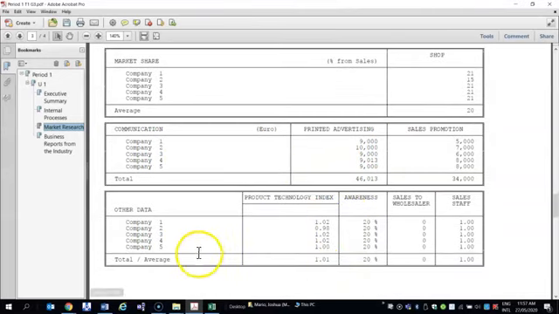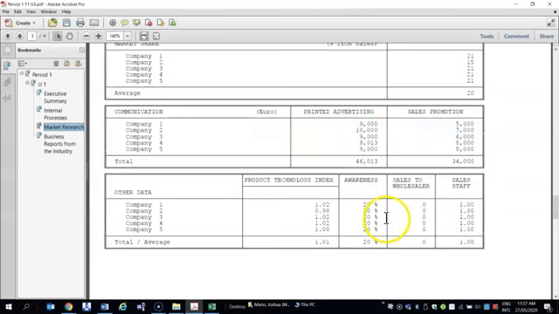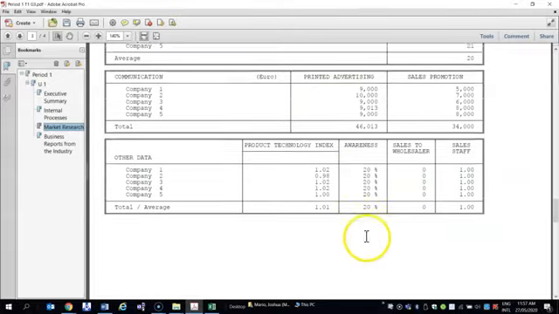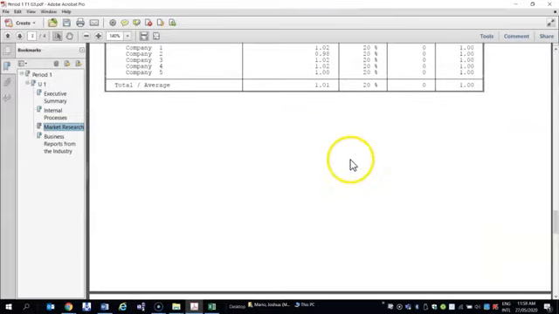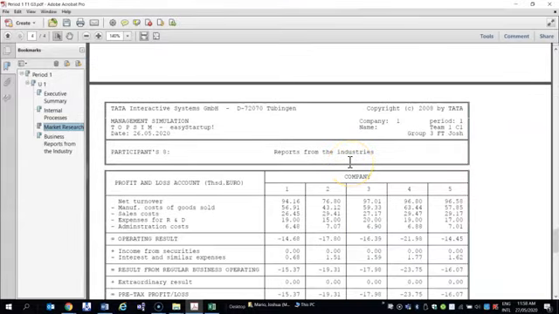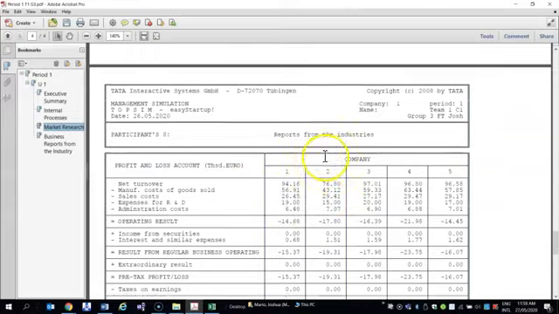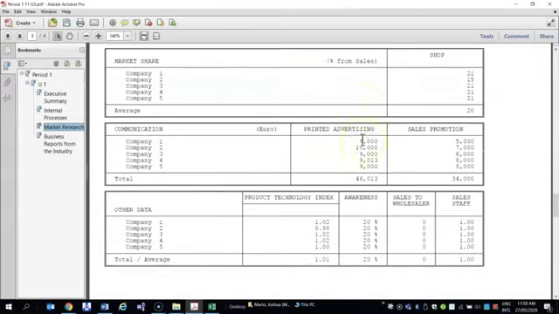And then communication, as I explained earlier, is where you see your awareness. You can see in this case all the companies are at the same level of 20%. This awareness is affected by the amount you put in your print advertising and your sales promotion. So this is just to give you an overview of how others are performing. That was page 3.